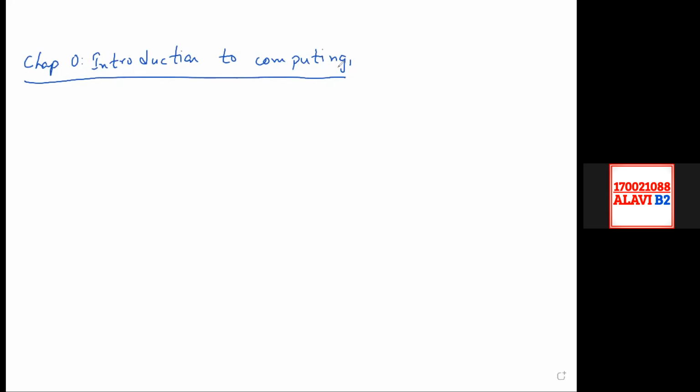All right, so let's start with chapter 0, that is introduction to computing. Basically, we'll be just recalling the number conversion system that definitely you have learned. But still, as I said, I will start with the very beginning. So already all of you know what is binary number system, right? That is based on 0 and 1. Only there are 2 digits, that is 0 and 1.